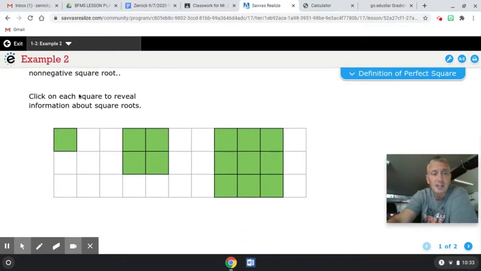So click on each square to reveal the information about the square root. If I click on this, you'll notice that it says 1 times 1 equals 1. The square root of 1 is 1. And if I click on this one, you can see that 2 times 2 is 4, and the square root of 4 is 2. And then I do this one, and it's the same thing. 3 times 3 is 9. Square root of 9 is equal to 3.